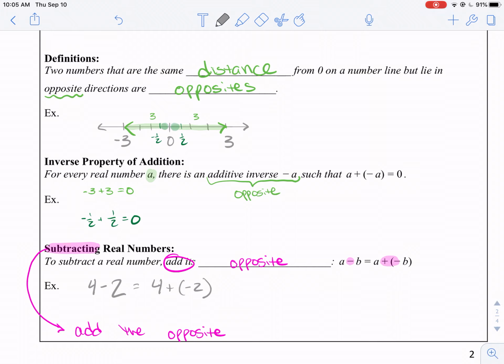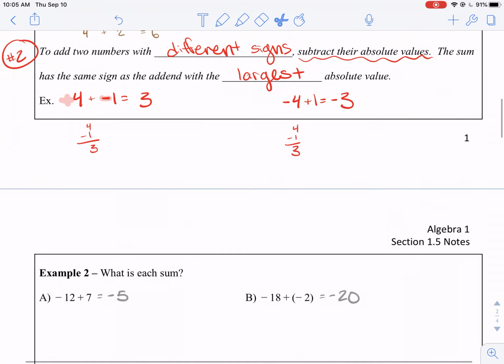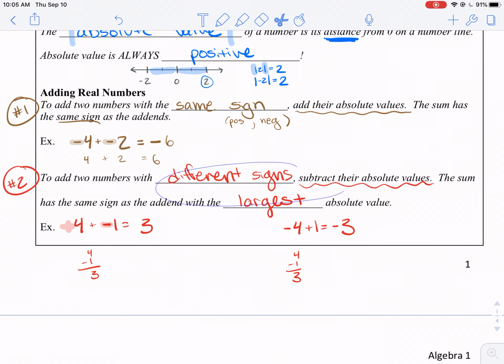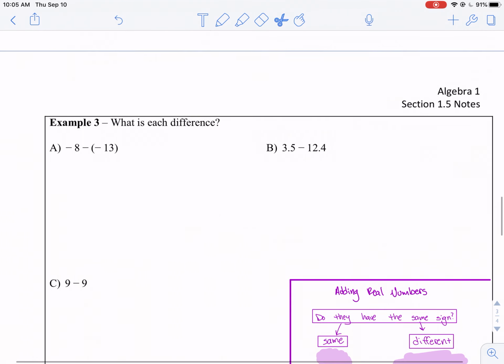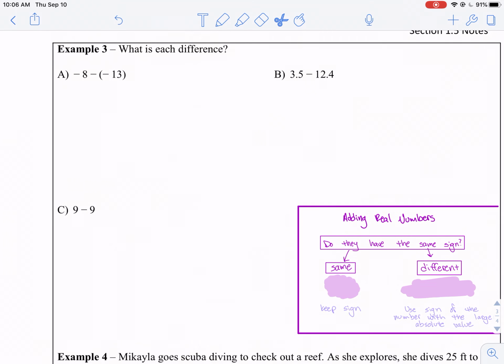Oh, and we know how to add a positive number and a negative number. We went over that up here. Different signs, cool. So to find each, scroll all the way down. For example 3, you're going to find each difference, which means we're not actually going to subtract. Remember, we want to add the opposite.